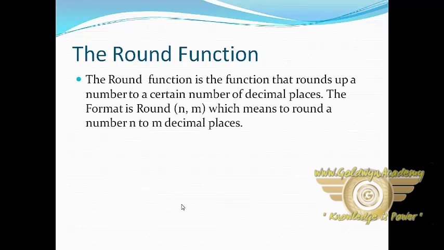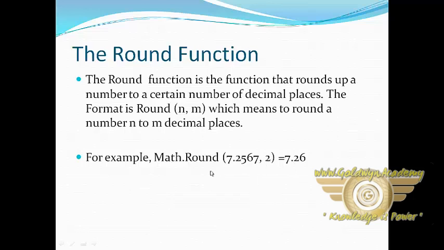Now let's see the round function. The round function rounds a number to a certain number of decimal places. The format of the round function is Round in brackets. We have to pass two parameters, n and m, which means to round a number n to m decimal places. For example, here we want to round the value 7.2567 to 2 decimal places. So it will return the value 7.26, which is rounded to 2 decimal places. This is the syntax of the round function.